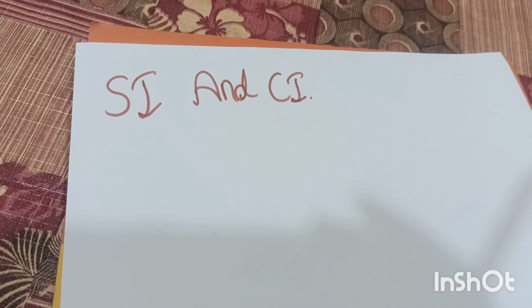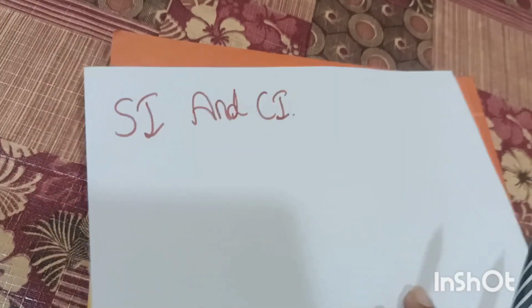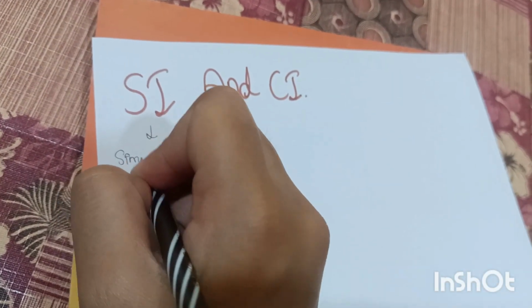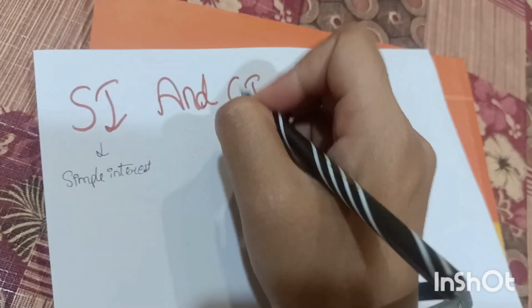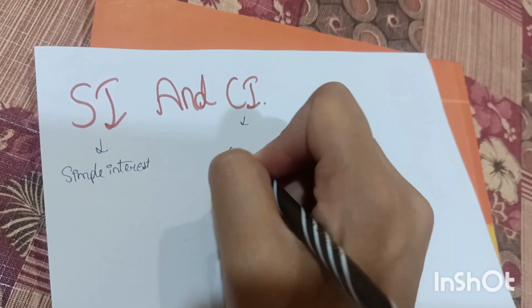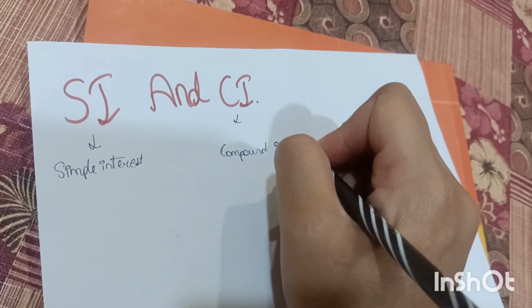Hello everyone. Today we are starting with SI and CI concept. So first let's see what is SI over here. SI is simple interest and CI over here is compound interest.